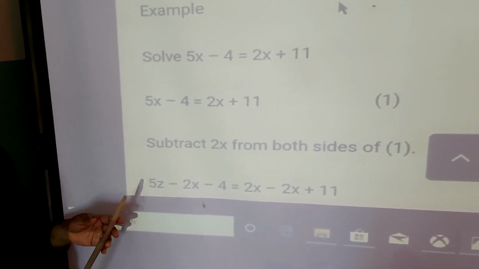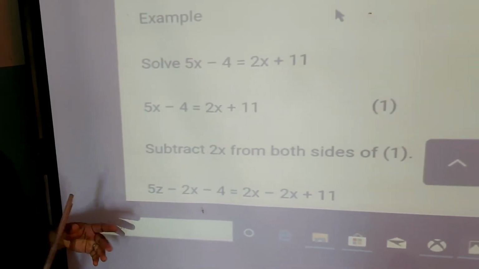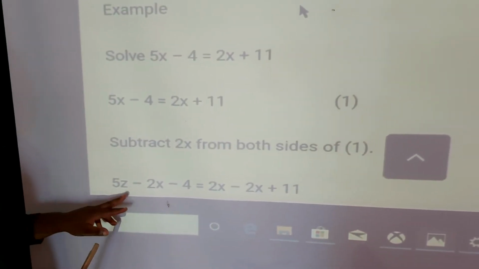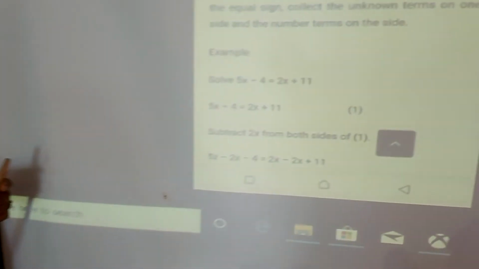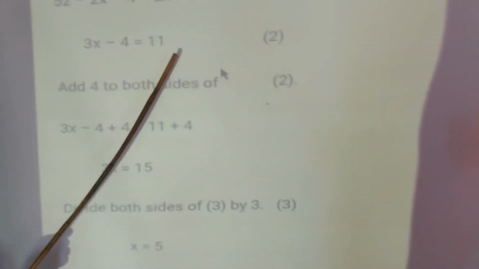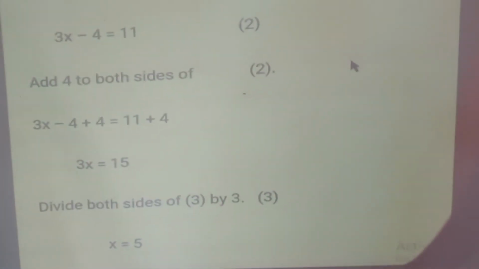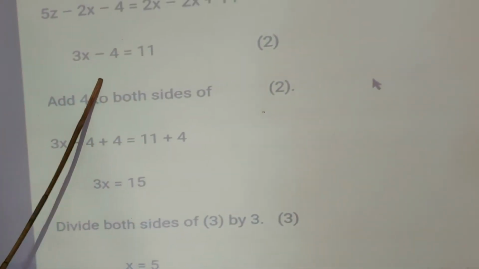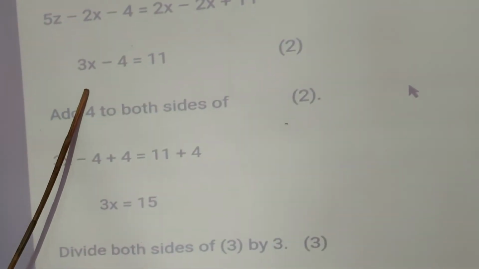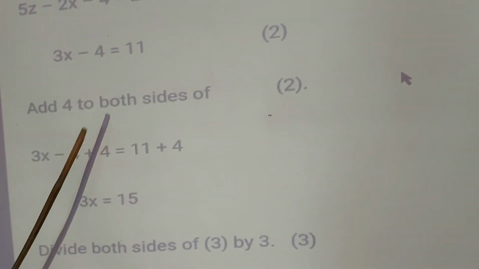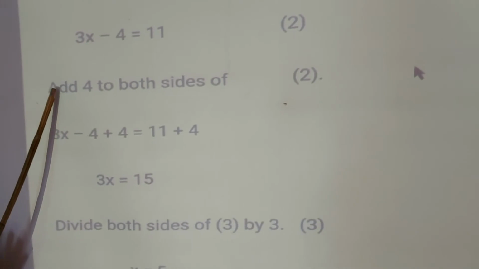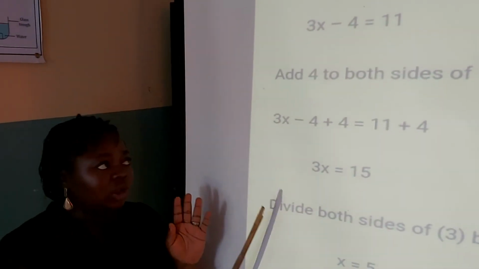That gives us 5x minus 2x minus 4 equals 11. Next, 5x minus 2x gives us 3x minus 4, and we have 11 on the other side of the equation. Now it is simpler. We have the unknown on only one side of the equation. So we have succeeded in collecting like terms.